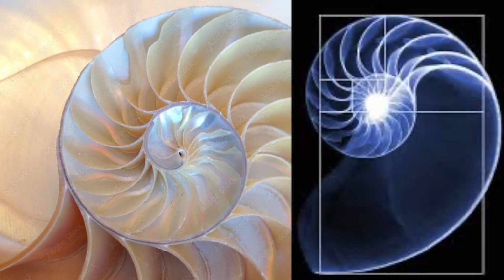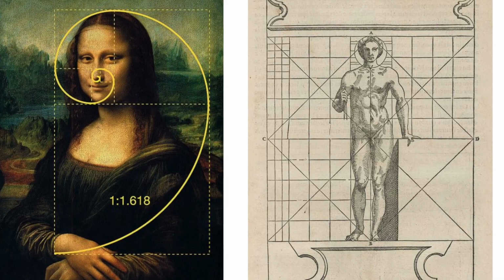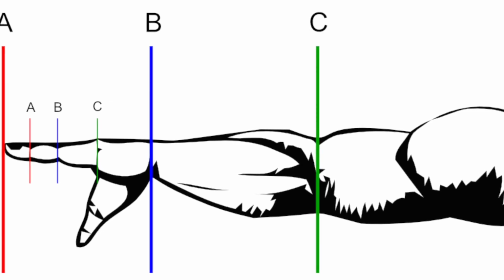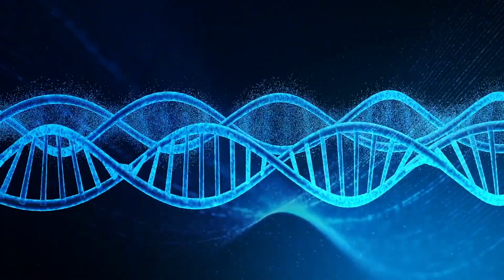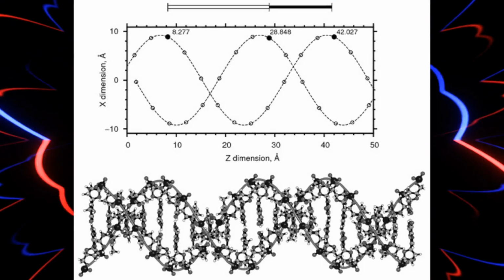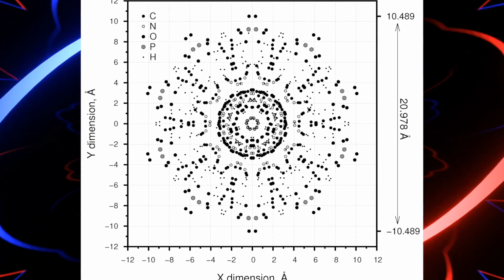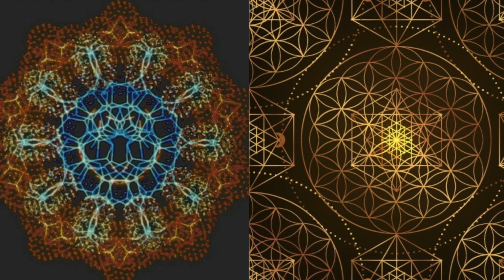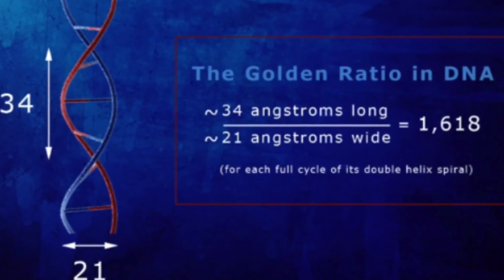This is just some of the examples of the golden ratio, but this is also in the human body, in the face, hands, arms, fingers. It even extends throughout our DNA. In the structure of the DNA molecule, each complete cycle of its double helix spans 34 angstroms, representing its helical length, and 21 angstroms in width, representing its diameter. These numbers follow the Fibonacci sequence, and when 34 is divided by 21, it results in the divine proportion.